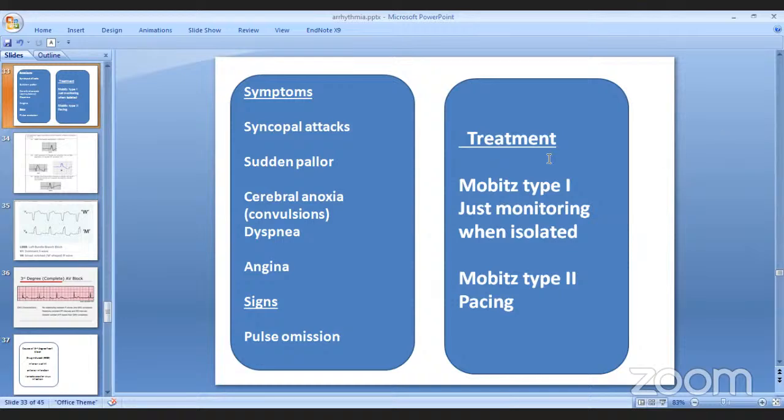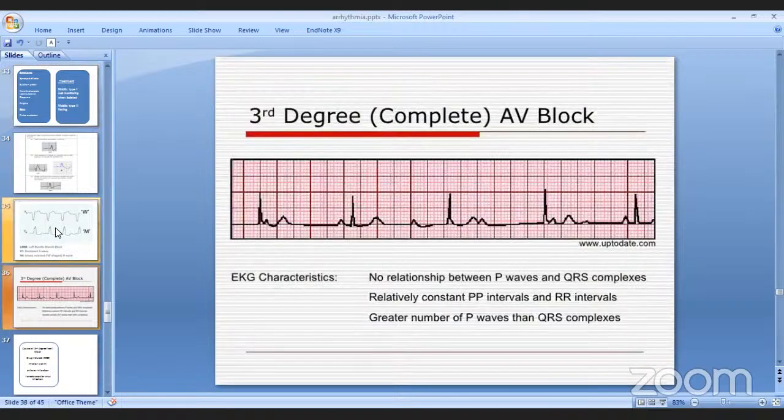type 1 can usually be physiological, so just monitoring when isolated, right? If Mobitz type 1 is just isolated without any other abnormalities of the heart, you will just monitor the patient, right? But for Mobitz type 2, you are going to have to pace the heart. Get the temporary pacing, then the permanent pacing. The pacemaker, introduce a pacemaker in the heart.